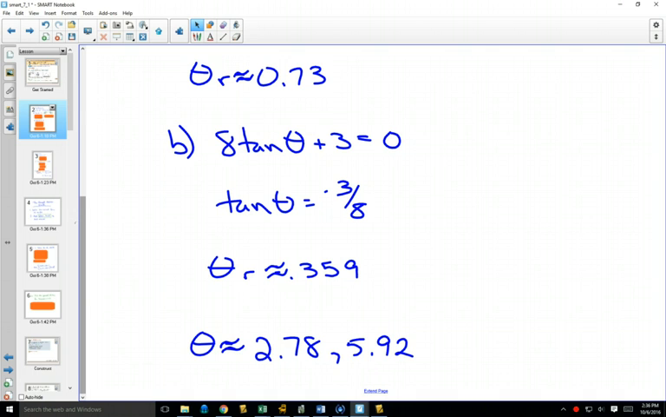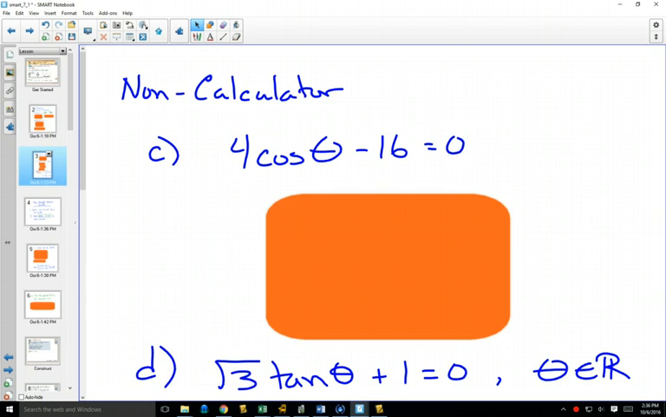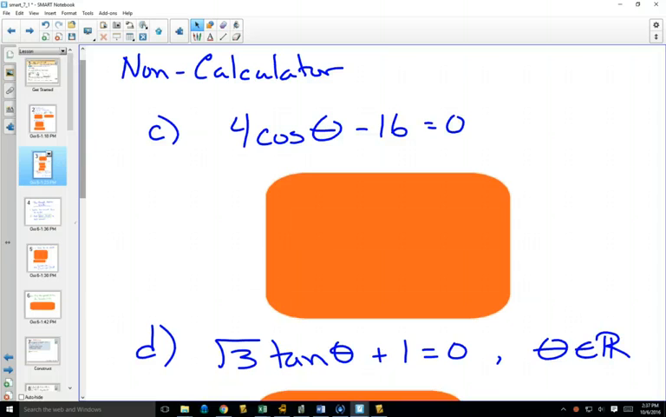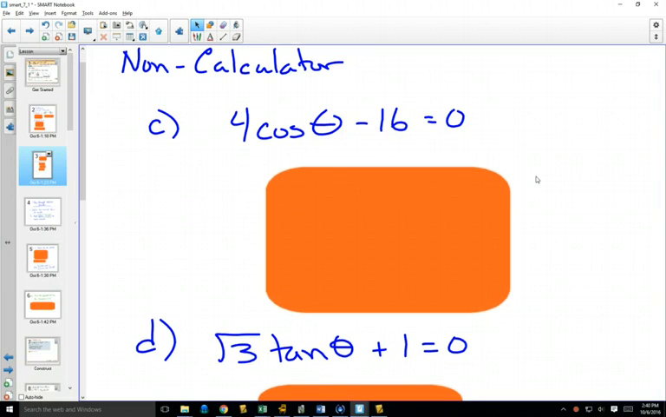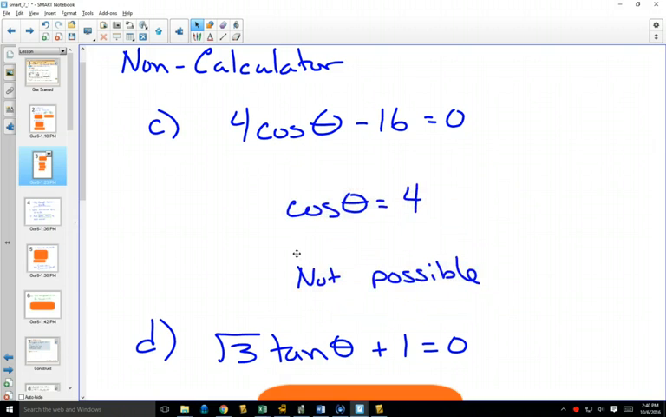Now, two more warm-up questions without calculator. So here are two questions without calculator. I'm going to just erase this for now. Solving for cos will give you cos theta equals 4.